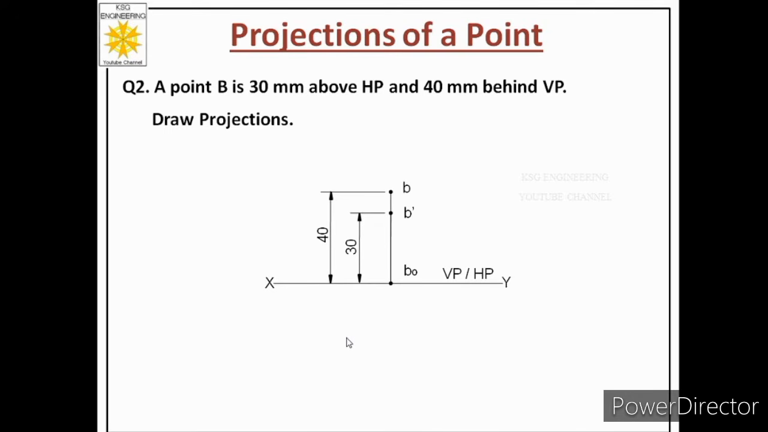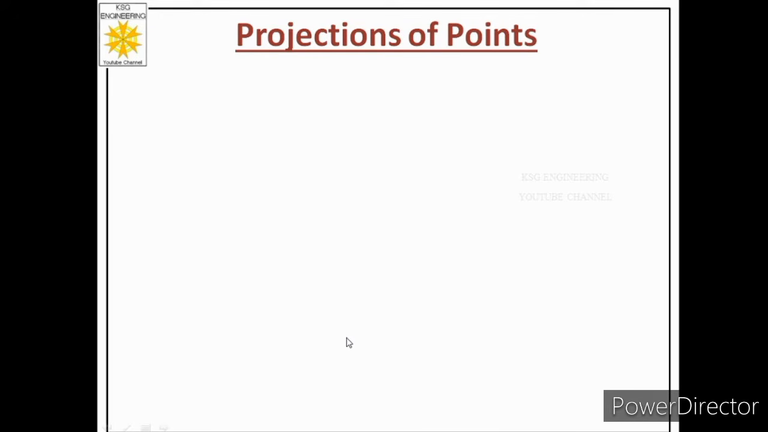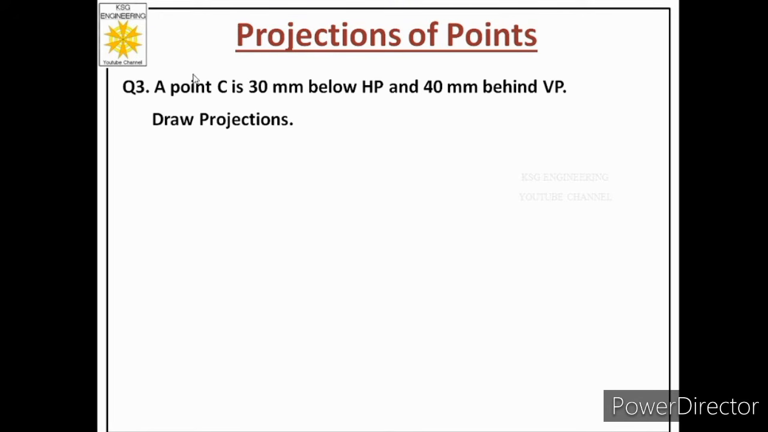So I hope this second case is also clear to you. Now let us move on to the third case. So let us read the statement. A point C is 30 mm below HP and 40 mm behind VP. Draw projections. So we have to draw the front view and top view of this point C. But before that, we first have to see the quadrant of the problem. So over here he says below HP and behind VP. So anything below and behind means the third quadrant. So this point is in the third quadrant. So this case is related to the third quadrant.